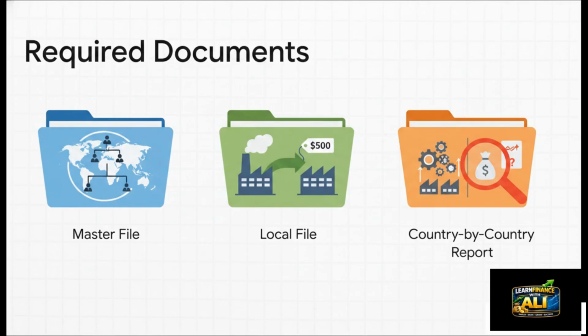First, you have the master file. This gives authorities a big-picture view of the global organizational structure and how income gets allocated. Second is the local file, which drills down into country-specific intercompany transactions and justifies the exact pricing methodology the company used. And finally, the country-by-country report. This one is fascinating. It breaks down revenue, profit, taxes paid, and economic activity for each specific nation.